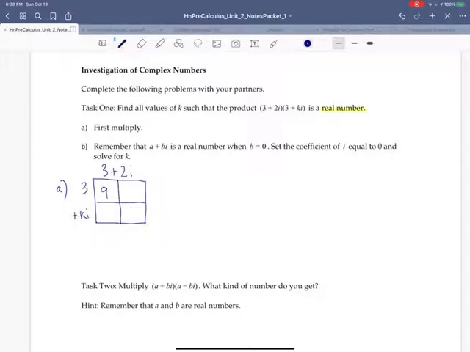We get 9, 6i, 3ki, and then 2ki squared. And we know that 2ki squared is 2k multiplied by negative 1. So this is really just negative 2k.